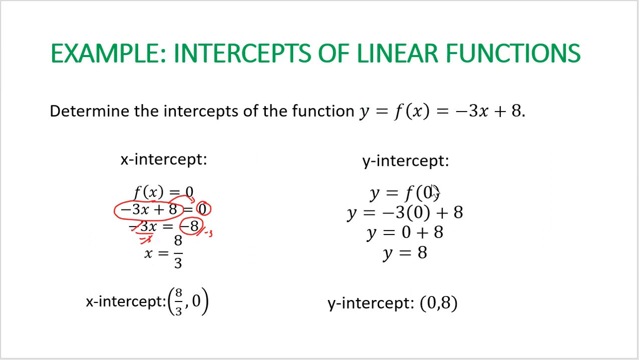Now for the y-intercept, we evaluate f at x equals 0. So we substitute 0 for x. That's why we have negative 3 times 0 plus 8. And that gives us y is equal to 8. So the y-intercept is the point 0 comma 8.